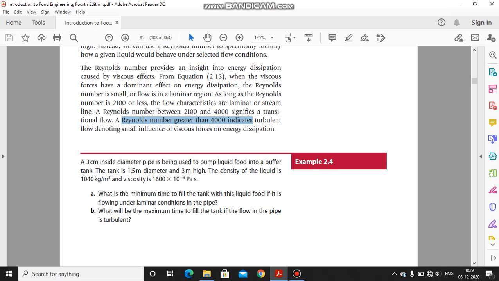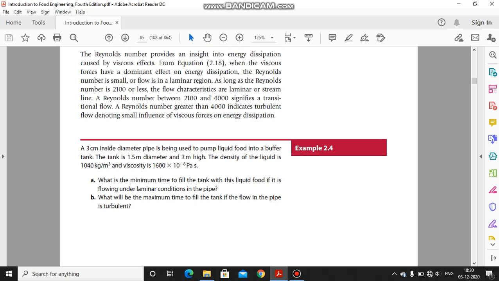Say a 3 centimeter inside diameter pipe is being used to pump liquid food into a buffer tank, and the tank is 1.5 meter diameter and 3 meter high. The density of the liquid is 1040 kg per meter cube and viscosity is 1600 into 10 power minus 6 Pascal second. So there is a pipe taking liquid food into a tank, and they have given the diameter of the tank and the density of the liquid.